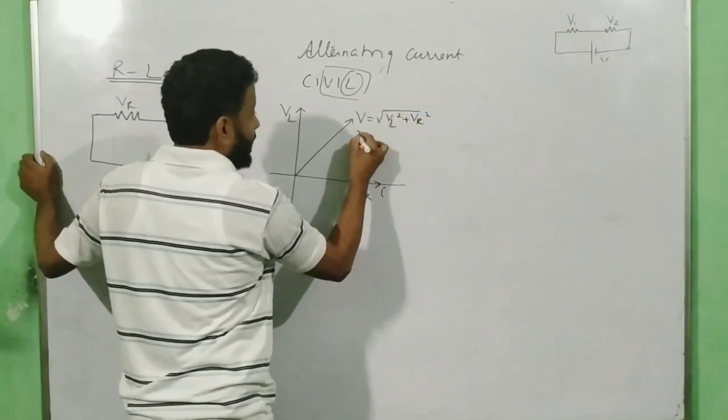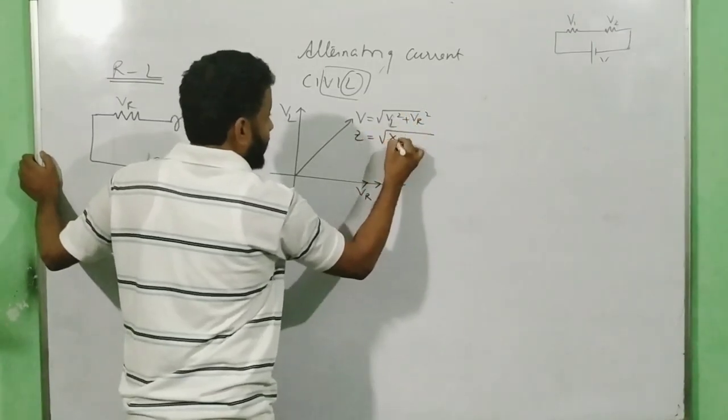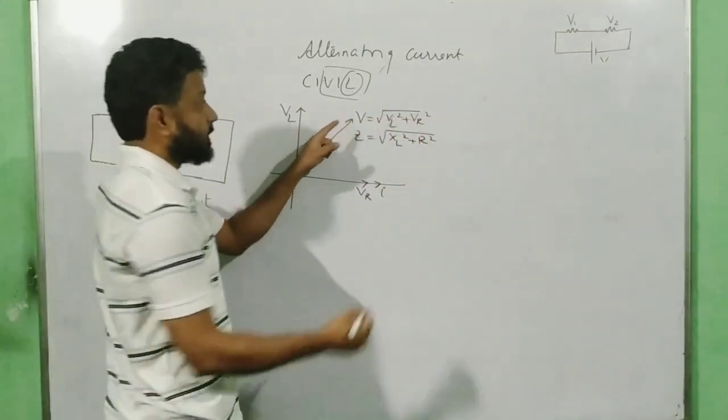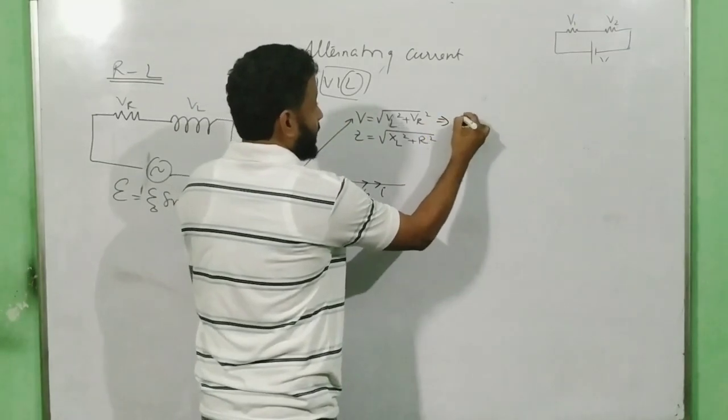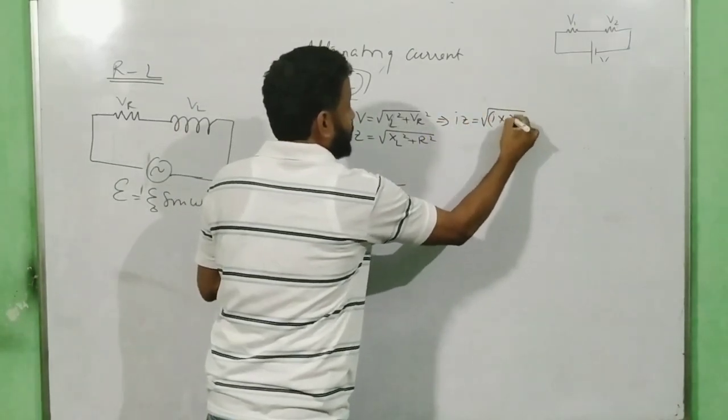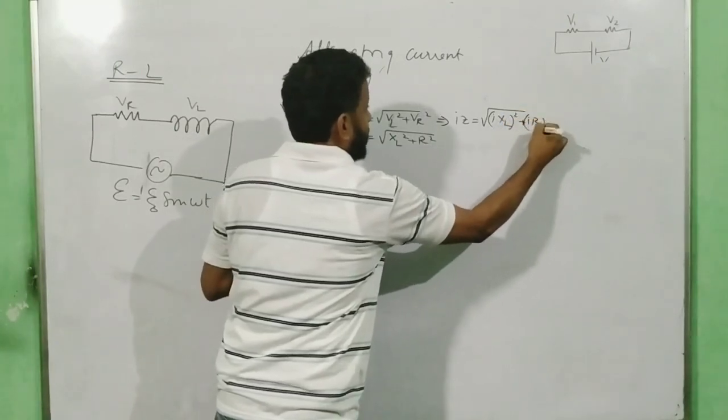This I can now further write as Z equals root over of XL square plus R square. Same logic. Just same logic. Just write V as I times Z, and here you write I times XL the whole square plus I times R the whole square.